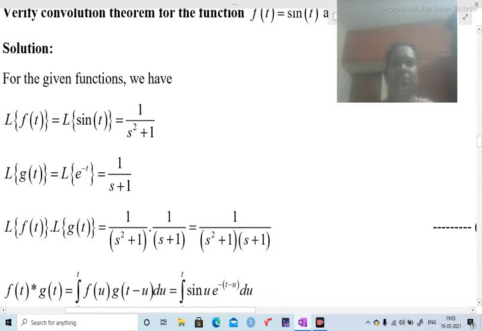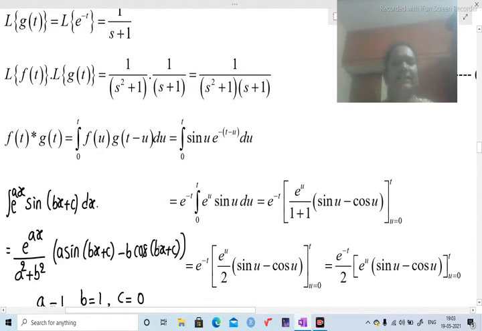Multiply these two LHS. That means multiply these two RHS. Then I am going to get this expression. Take this as equation 1. Next I am going to find out convolution of f of t and g of t by using this formula. f of t star g of t equal to integration 0 to t f of u g of t minus u du. Here f of u means sin u, g of t minus u means e power minus of t minus u du.